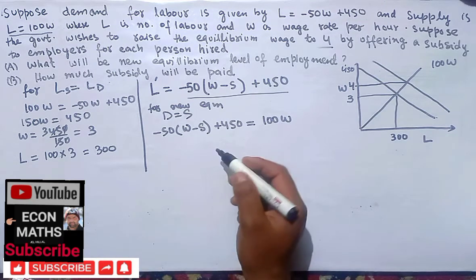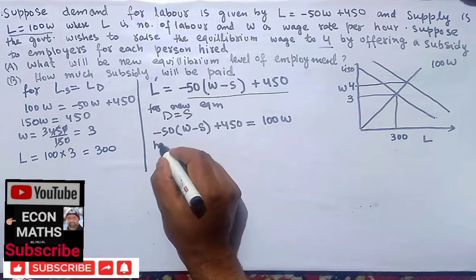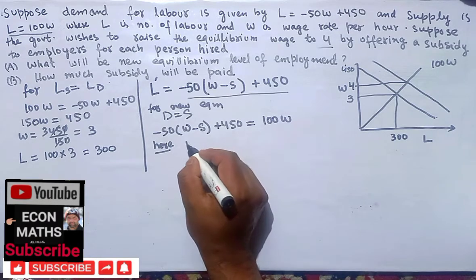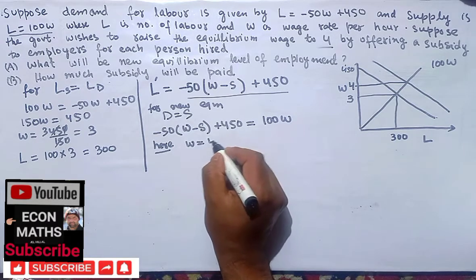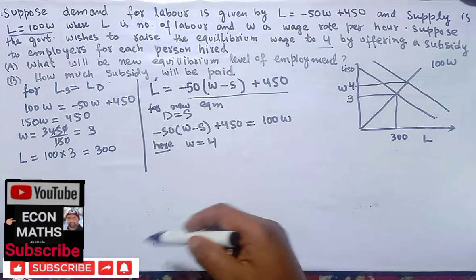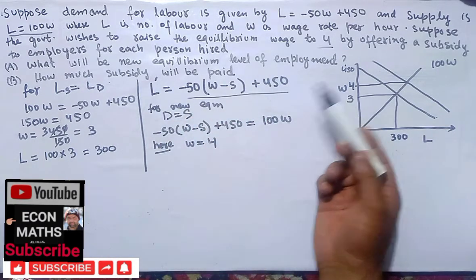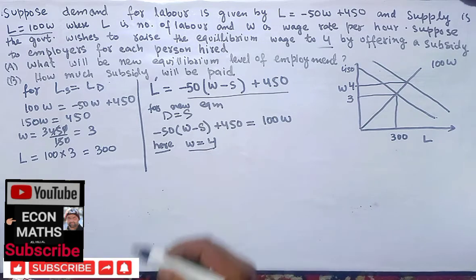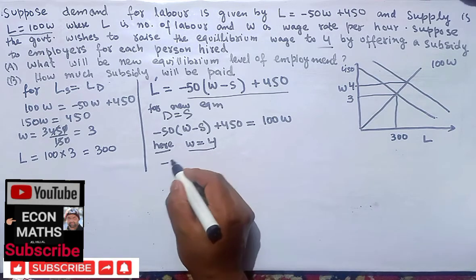W is 4 now. Old it was 3. Now, because the government wishes to raise the equilibrium wage to 4, that means W = 4. Now, solving, we have -50.